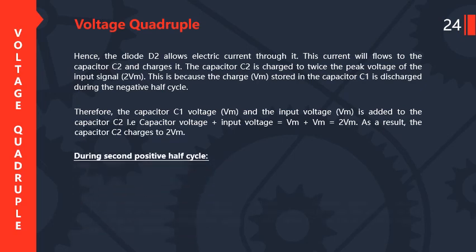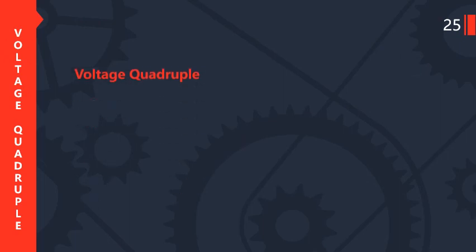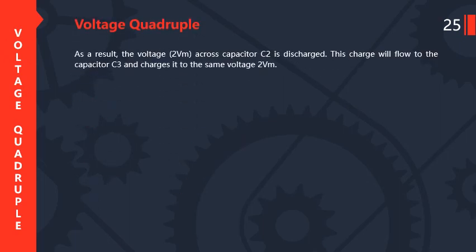During the second positive half cycle, the diode D3 is forward biased and the diodes D1, D2 and D4 are reverse biased. Diode D1 is reverse biased because the voltage at X is negative due to the charged voltage Vm across C1, and the diodes D2 and D4 are reverse biased because of their orientation. As a result, the voltage 2Vm across the capacitor C2 is discharged. This charge will flow to the capacitor C3 and charge it to the same voltage 2Vm.